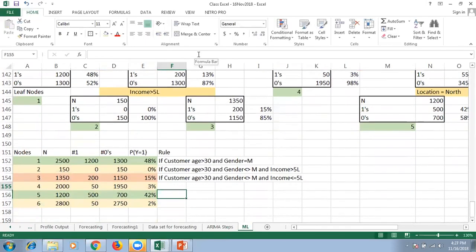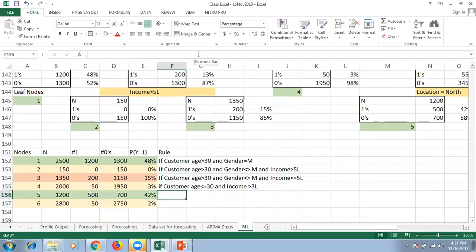Age is less than or equal to 30. No. Age is less than or equal to 30 and income is greater than 3 lakhs. Then those customers are very good customers. Of course, 3% usually bad customers.